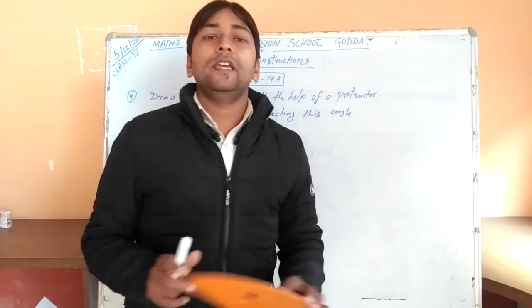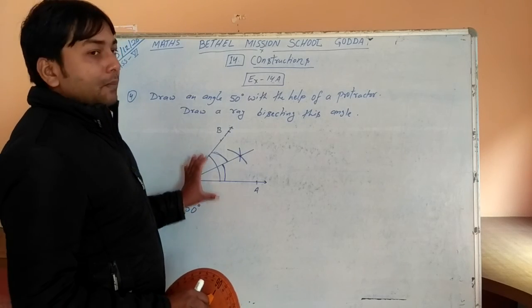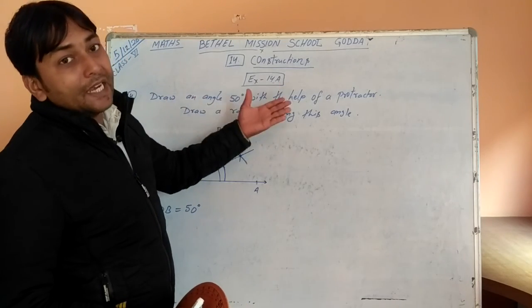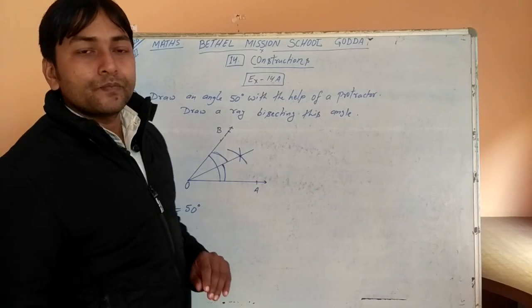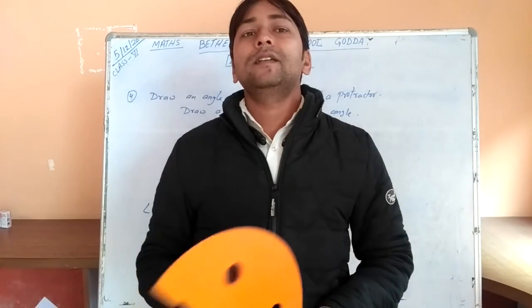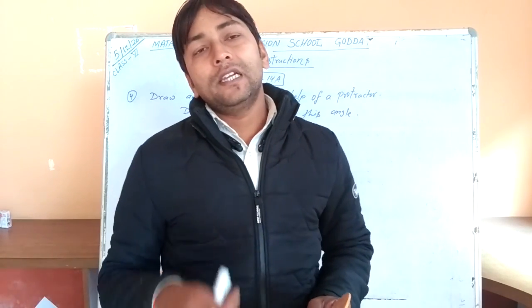Okay, this way you can draw the perpendicular bisector of a line and the bisector of an angle. Okay, I hope you got it. If you have doubts, then you can pause the video and watch again and again.